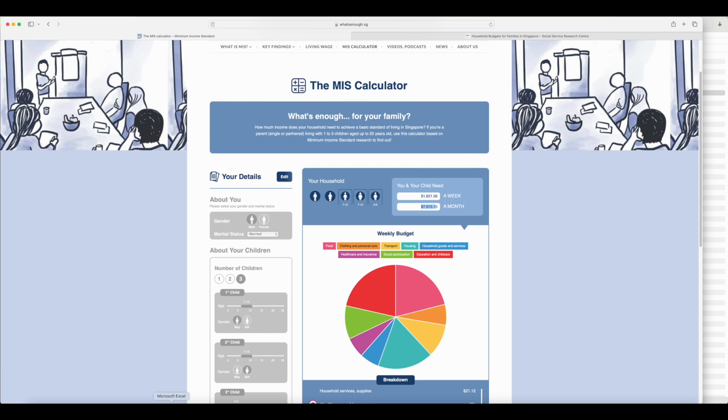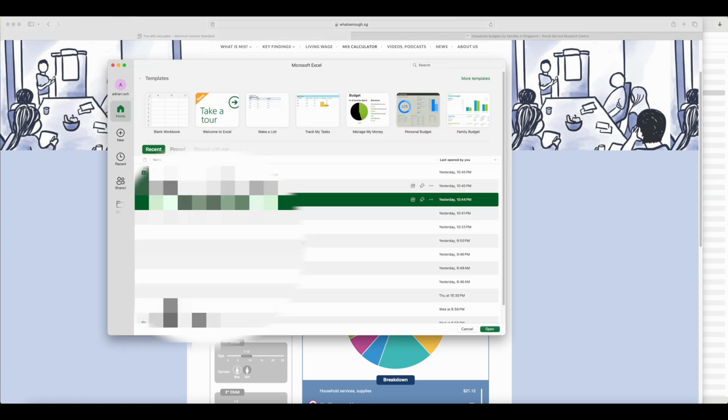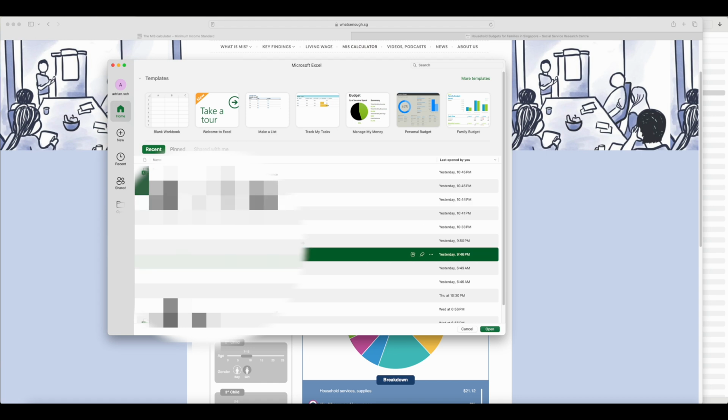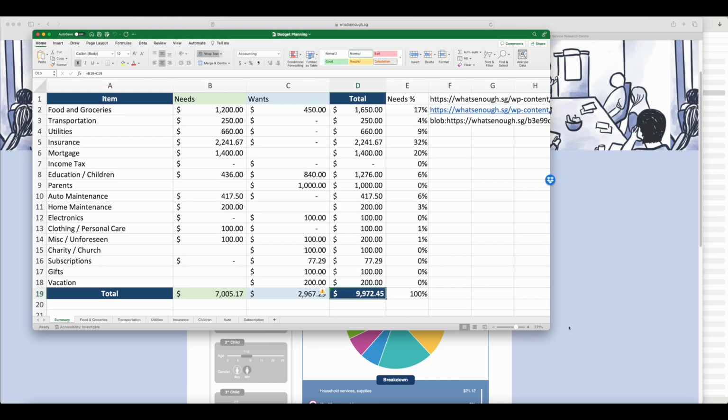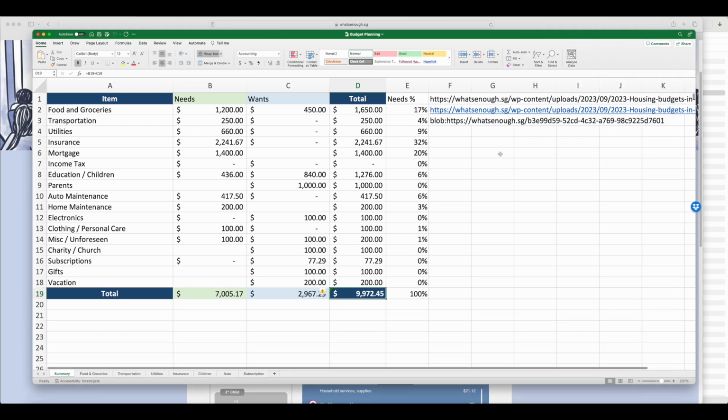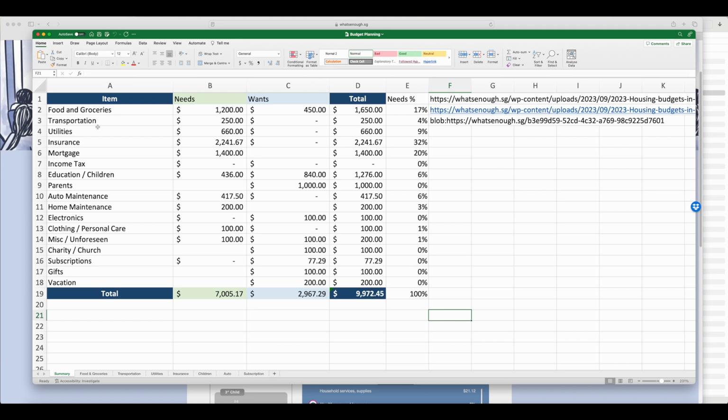So let me bring your attention to my personal budget. All right, so here you go. I too have my personal budget, and I've broken them down into various categories, from food and groceries all the way to vacation. And I categorize them as needs or wants, right?